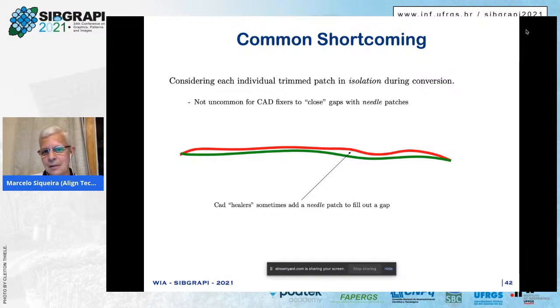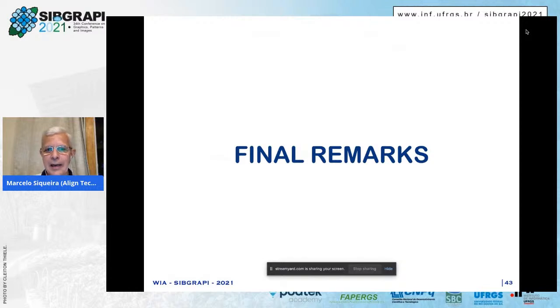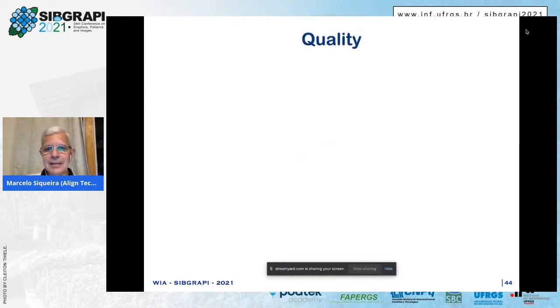Not to mention the problems that I mentioned before with alignment of patches to principal curvatures. So this is basically what I had to show in terms of a critical look at the solutions in the literature, which means that for the research community, this is a very nice problem to tackle in order to provide a solution that could be used by companies.